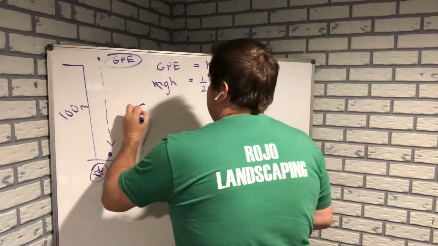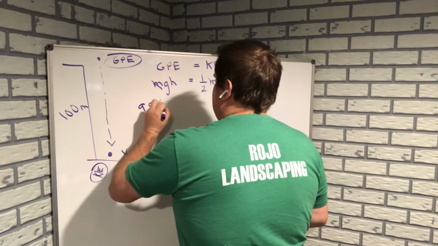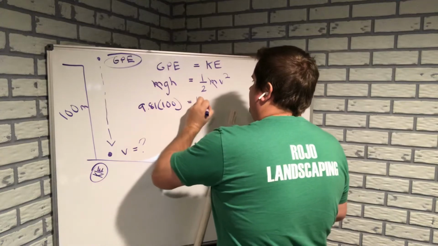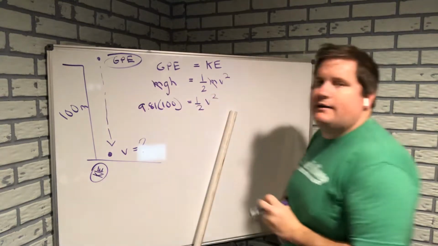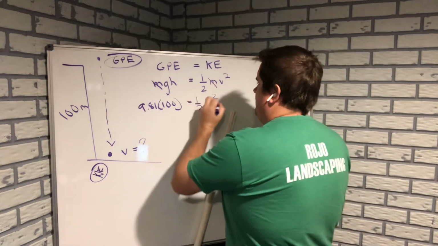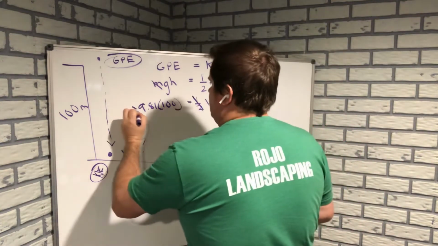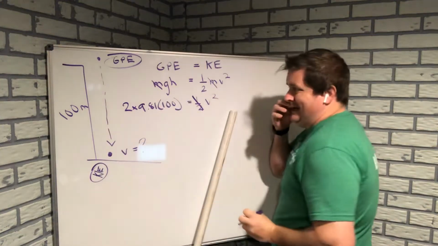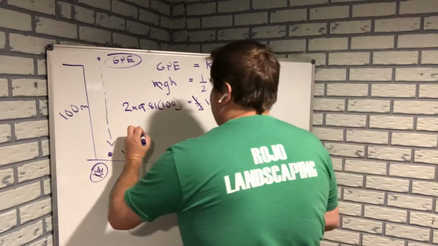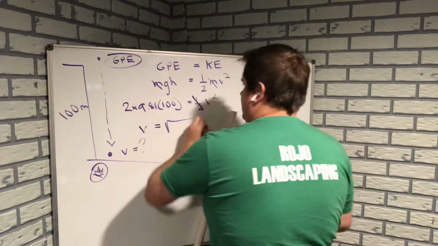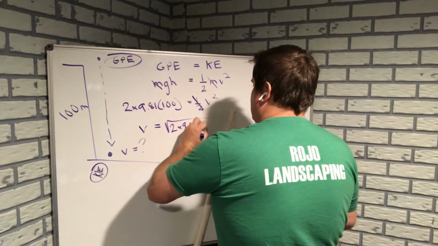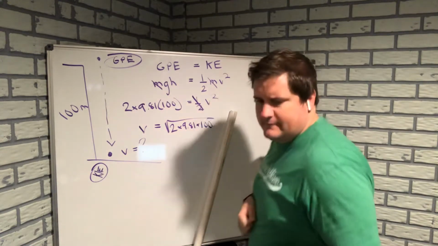We have 9.81 times 100 is equal to 1/2 v squared, right? So to get rid of the 1/2, we multiply both sides by 2. And then to solve for v, we're going to end up taking the square root. So we have v is equal to the square root of 2 times 9.81 times 100.